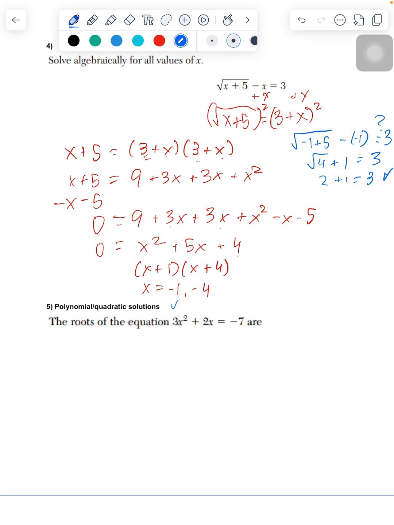All right, now let's check our next solution. I'm going to plug in -4. Square root of -4 plus 5 minus -4. Does that equal 3? -4 plus 5 is square root of 1, which is just 1. Minus a negative is plus 4. Does that equal 3? Well, square root of 1 is 1. 1 plus 4, does that equal 3? No, it does not. So this solution does not work out. It is extraneous. So my only solution here is x equals -1.